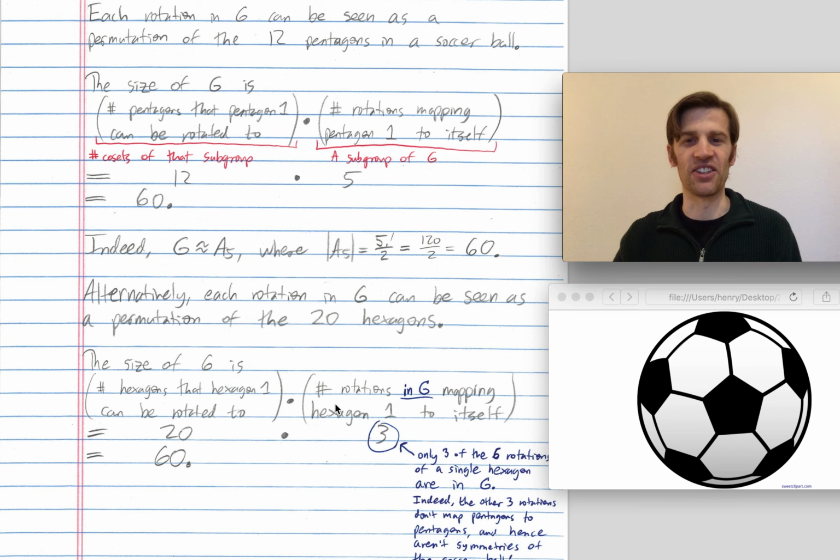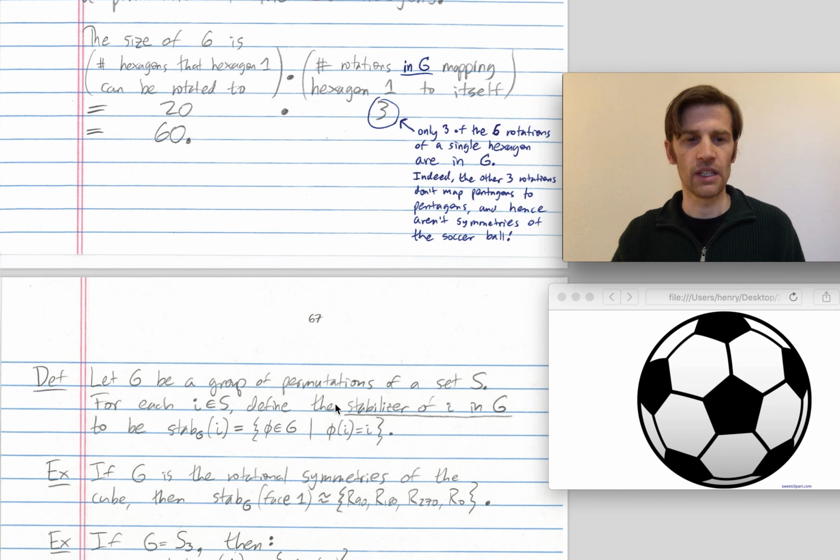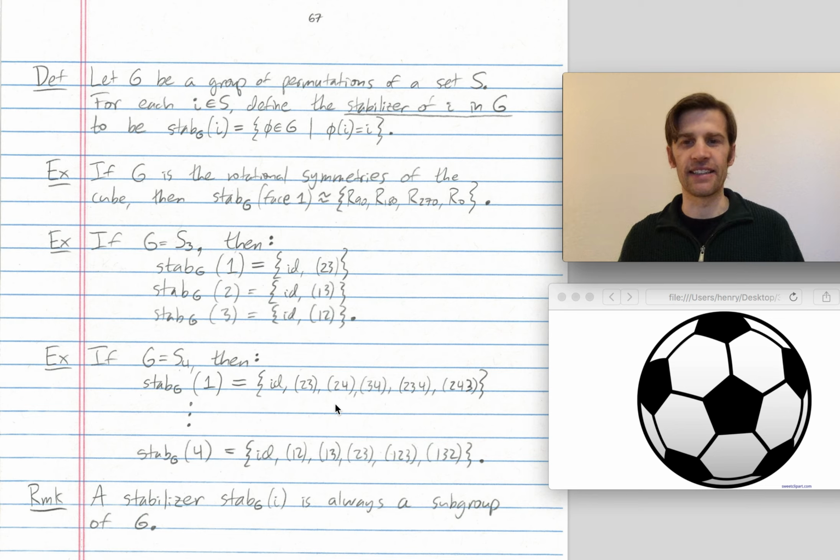And even though I haven't told you the orbit stabilizer theorem yet, this will be an application of the orbit stabilizer theorem, allowing us to count the sizes of certain groups. Okay, let me end by beginning to introduce you to stabilizers. In the orbit stabilizer theorem, there's 2 main things I need to tell you about: stabilizers and orbits. Let me start with stabilizers.